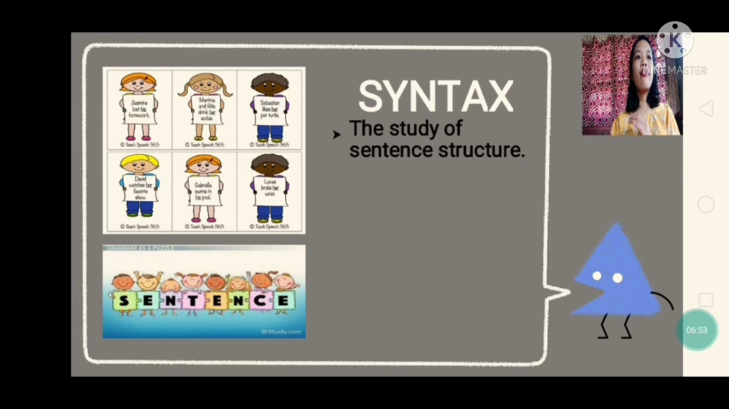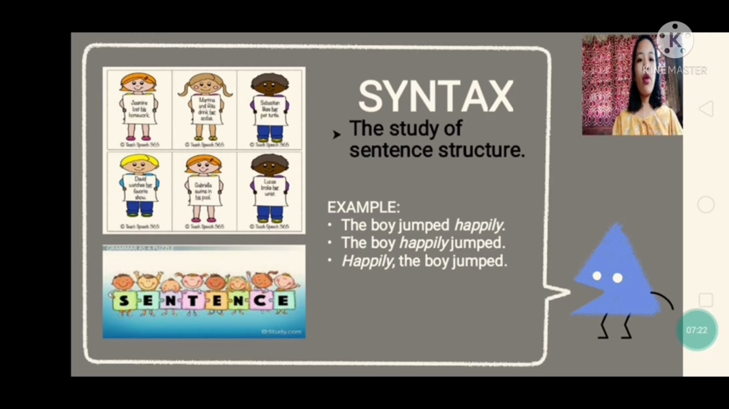So, it involves description of rules about positioning the elements in a sentence, and syntax is also concerned with the ways in which words combine to form a sentence and the rules which govern the formation of sentences. So we have here an example.